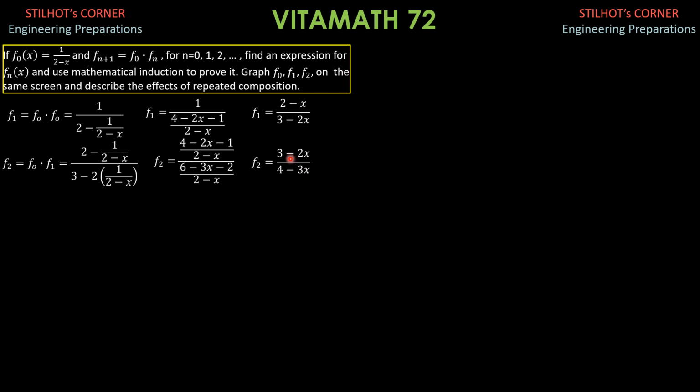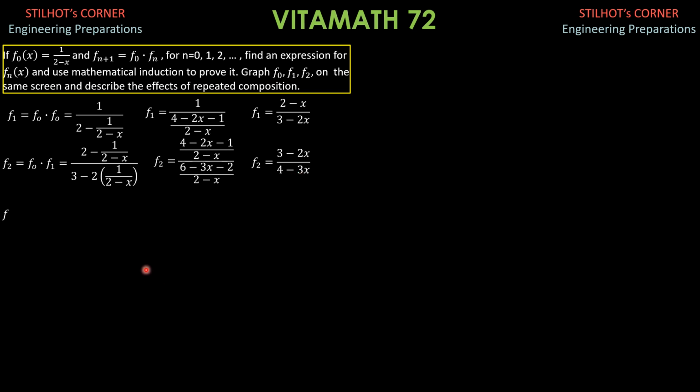So we expect that F3 is, take note that the denominator of the previous function is now the numerator, and the denominator increases by 1, the constant especially. This is 3 plus 1, so it becomes 4 here. And the coefficient of x is the negative of the quantity numerator constant plus 1. So we expect that F3 is 4 minus 3x over 5 minus 4x.